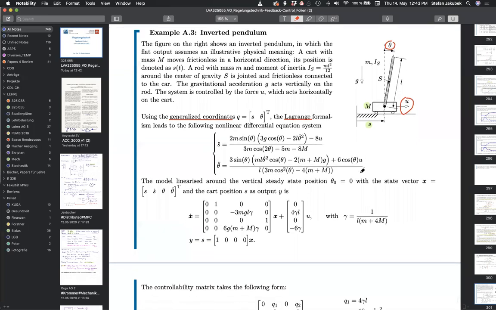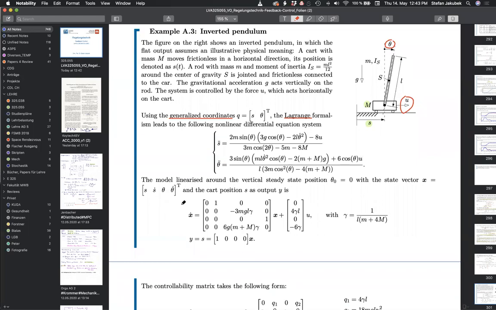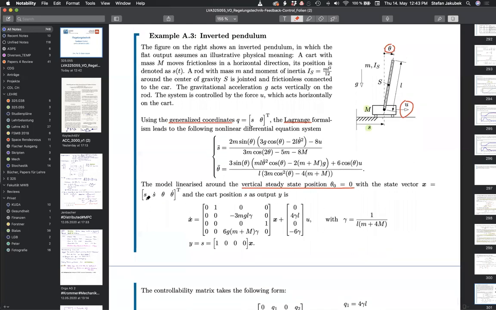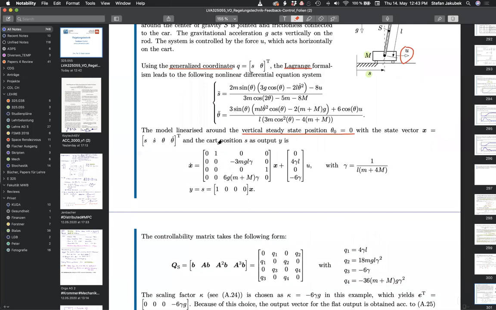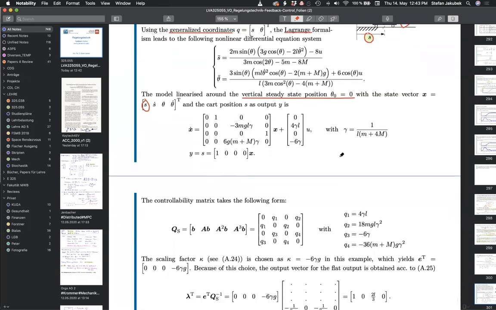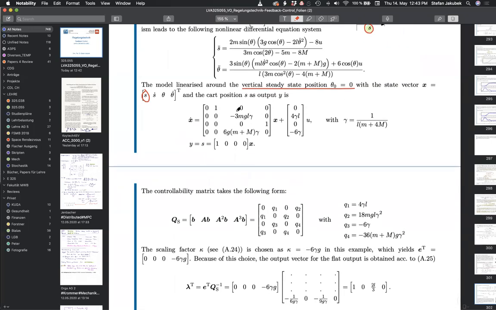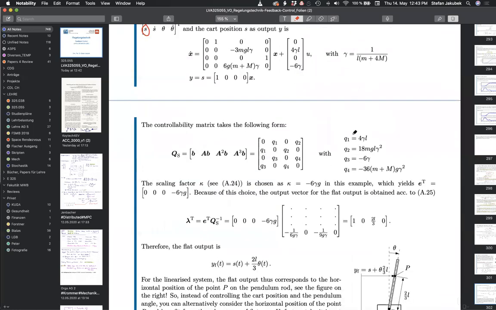And of course, right now, for the sake of simplicity, we are going to linearize them around the vertical steady state position, which is this one. And this is our state vector here. And this will be your state space system. So you see what we're going to control is the first state, which is the cart position, okay? These will be our state equations. And of course, there's a number of parameters which are given here.